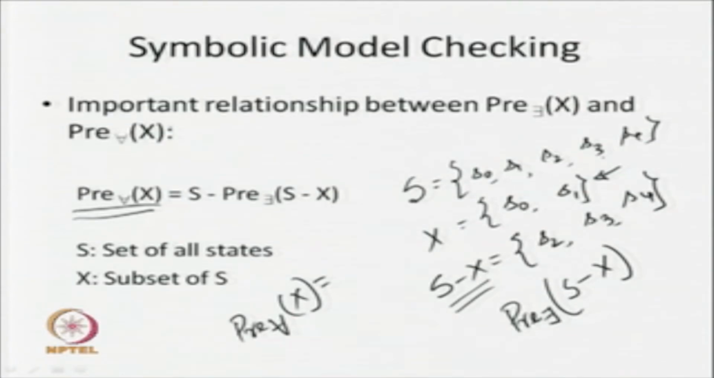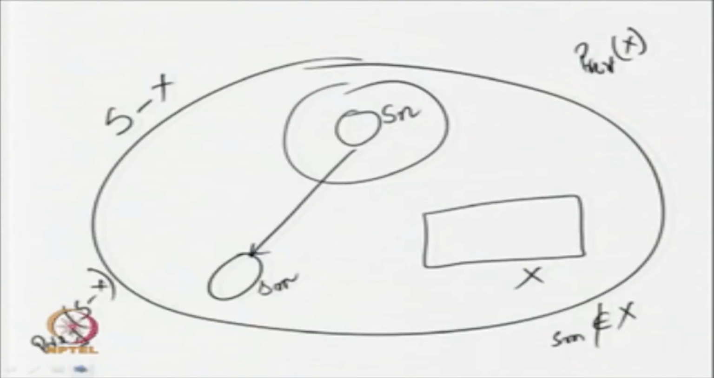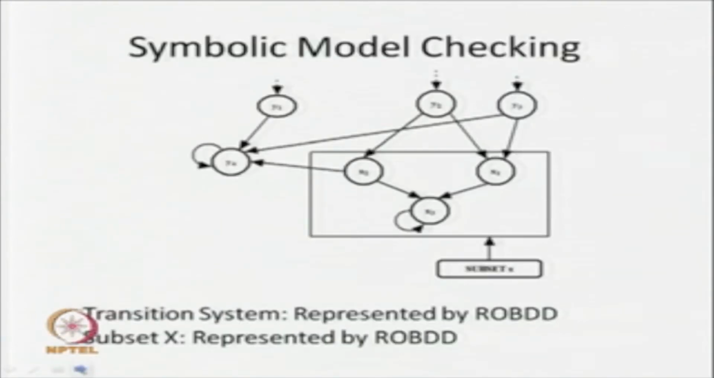That means, if we have a procedure for pre exists x, then from there we can always evaluate pre for all x. We need one procedure which is going to evaluate pre exists x, then very well we can calculate pre for all x. Now, the whole transition system we can represent with the help of ROBDDs. If we have a subset of x, it can also be represented by ROBDDs. Now, we have to see how we are going to evaluate this predecessor step.